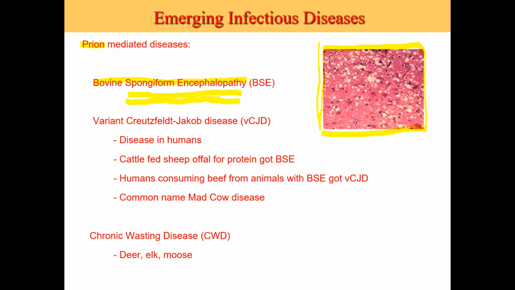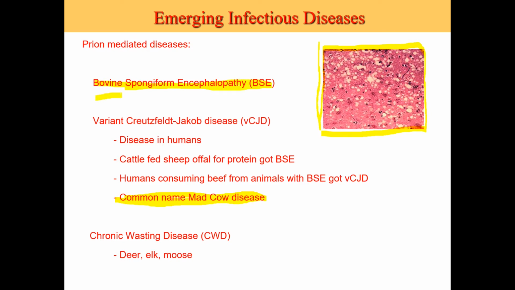Now, what happened was that it started out, well, there are a number of different diseases affecting a number of different animals, but it really came to people's attention with mad cow disease. Mad cow disease is the common name used by the public to describe bovine spongiform encephalopathy.